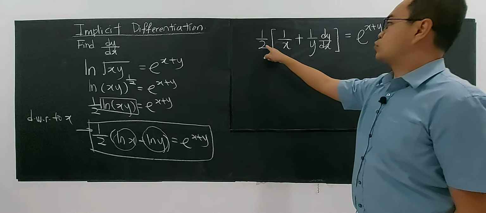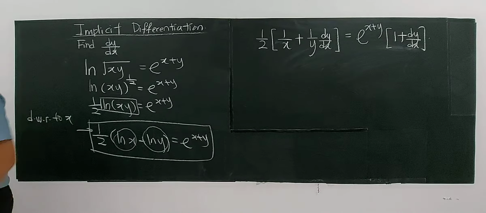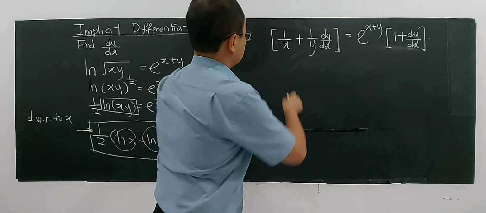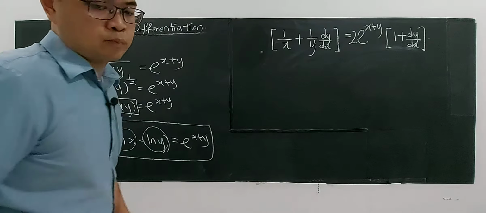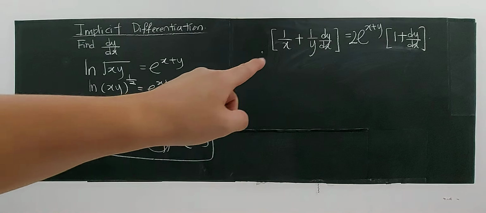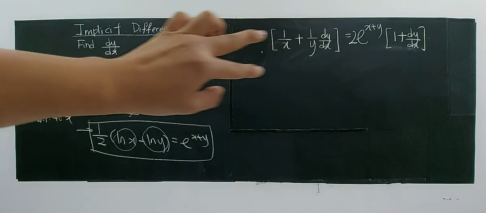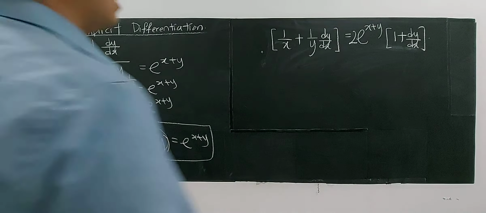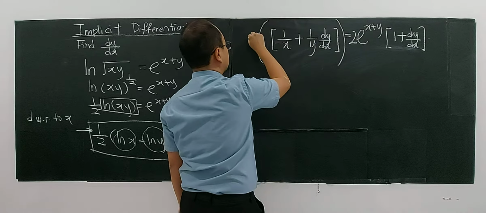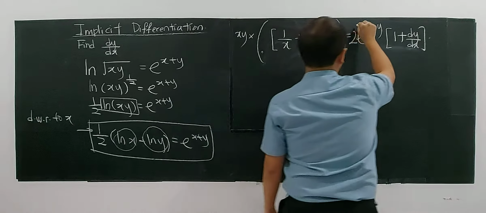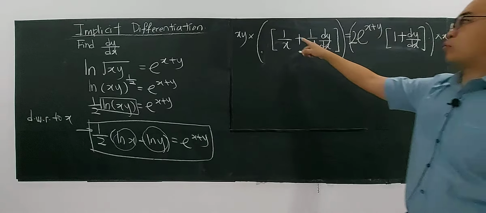Alright, I can bring the 1 over 2 to the right hand side. The 1 over 2 here is multiplied with everything, so you bring it over and it becomes 2e^(x+y). But there is a fraction, 1 over x and 1 over y here, so I'm going to multiply the whole equation, the left hand side and the right hand side, by xy to get rid of 1 over x and 1 over y.